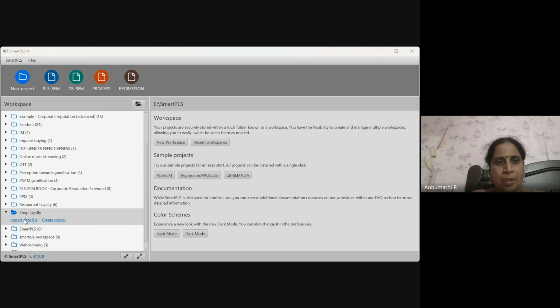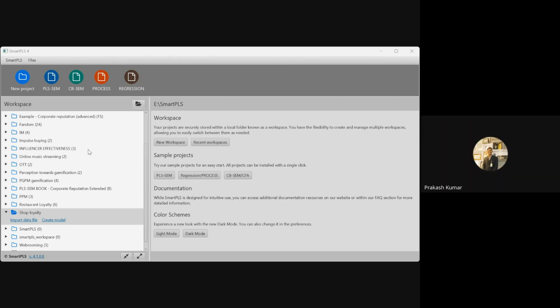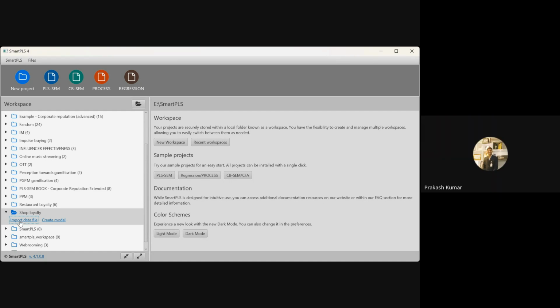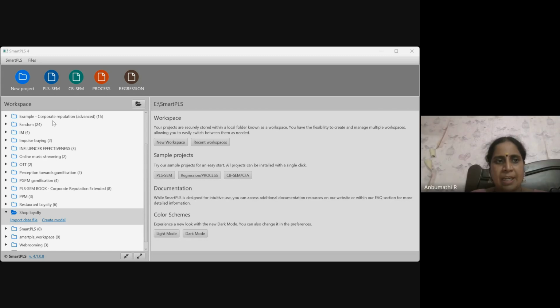I am doing import data file, and I've saved the file on the desktop. And then this data set 1, is the screen visible? One minute, madam. Yes, we have got the data CSV, madam. After getting the CSV, you have created shop loyalty, right? Here you click the import data file. After clicking import data file, go to desktop. Okay.